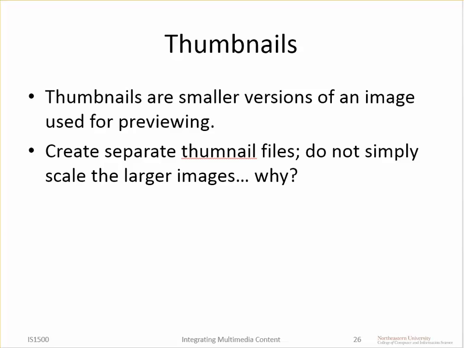Now, we'll often have multiple versions of images on our websites. We have thumbnails and regular pictures. Thumbnails are smaller versions of an image used for previewing. Imagine, for example, going to Amazon or eBay or some other shopping site. You often see very small images of the product you're buying, and you really don't get the full images until you click on that thumbnail.